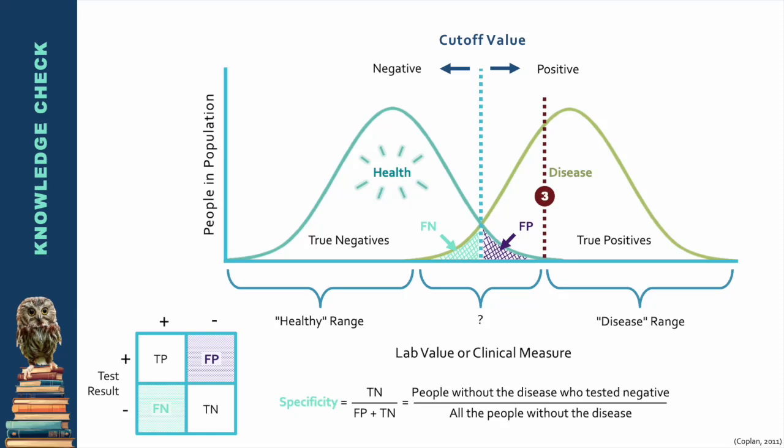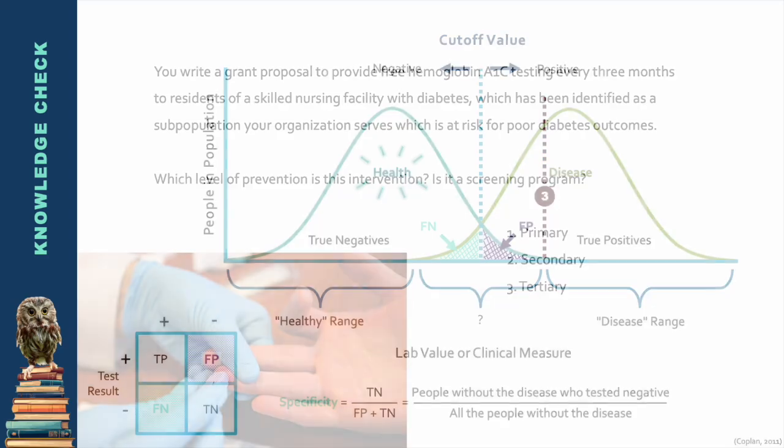The take-home point is the choice of cutoff level depends on the relative importance of false positives and false negatives for the disease you're testing for. Here's some more practice questions.